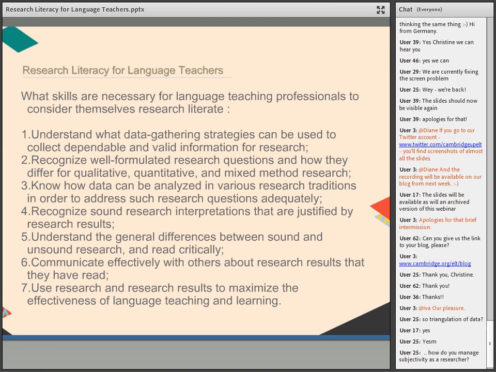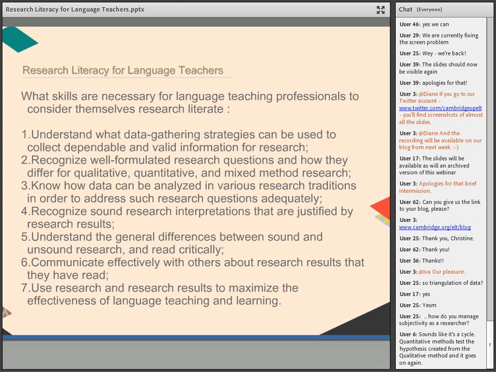The fifth skill is the need to understand the general differences between sound and unsound research and to read critically. And so if you're looking carefully at the interpretations under the fourth skill and how justified they are, that will help you to think about whether the research itself is sound. And that's the question you should be asking. Is this sound or unsound research? And that means to you, does it make sense? If it doesn't make sense, then it's not sound, and it's not being explained well enough.